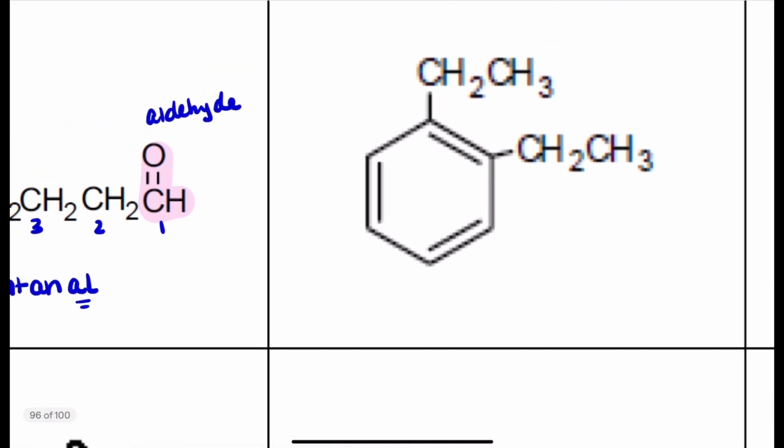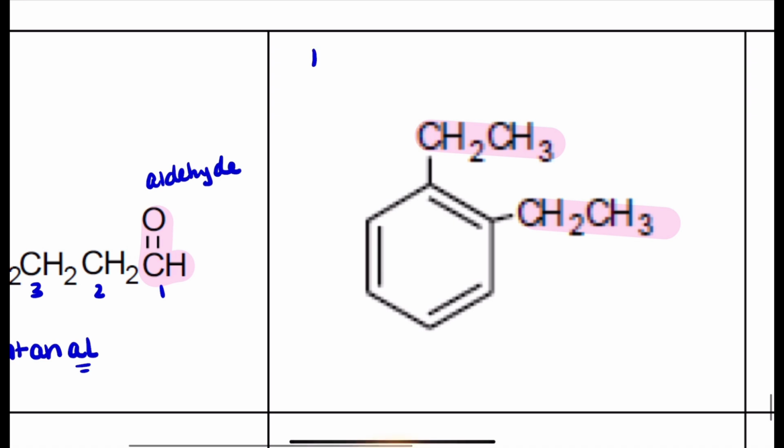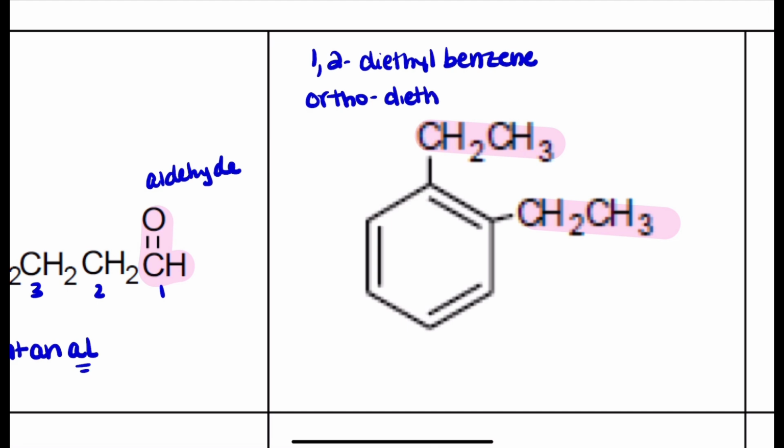Got a benzene ring again, and I've got 2 ethyl groups attached. So you guys should be able to recognize this at this point as an ethyl group. So I can call this 1,2-diethylbenzene. Or I could say ortho-diethylbenzene.